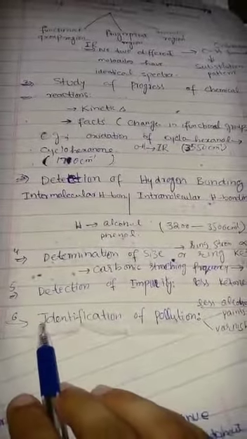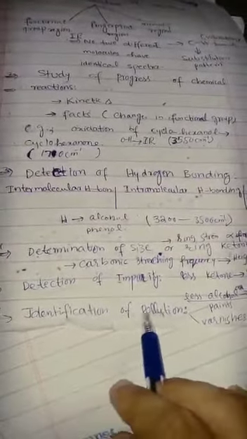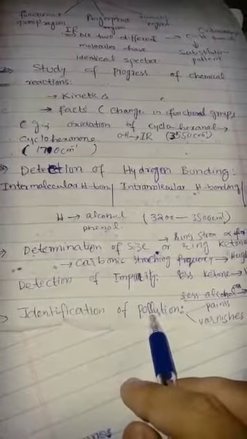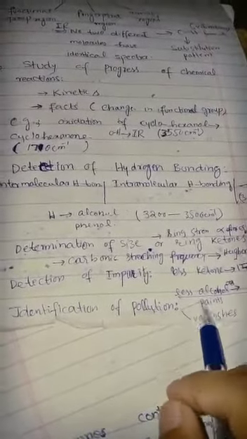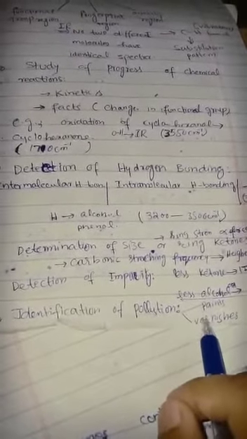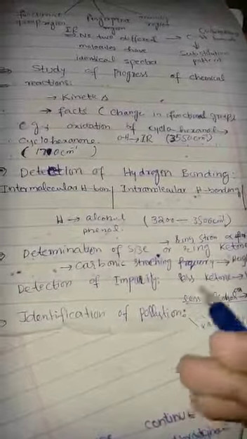Number 6 application is identification of pollution. We can also differentiate between many pollutants, let's suppose paints and varnishes. These two compounds will also have different IR spectra.